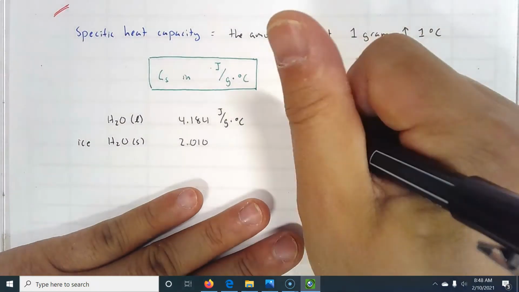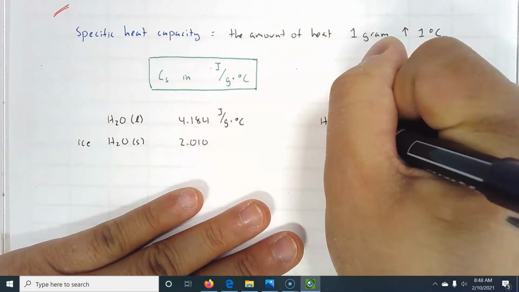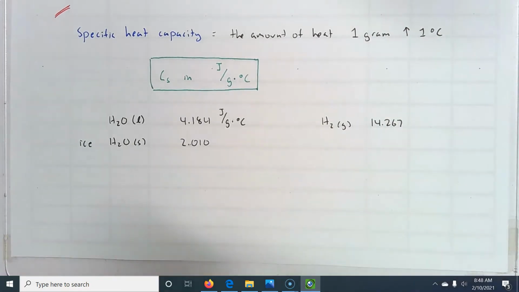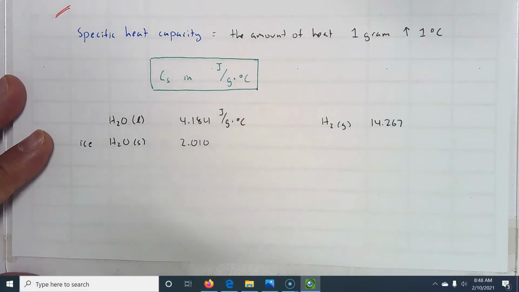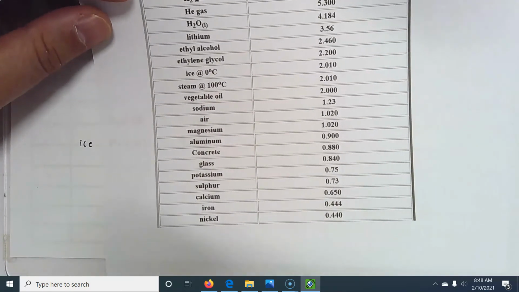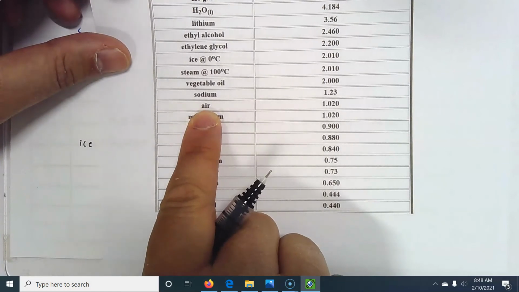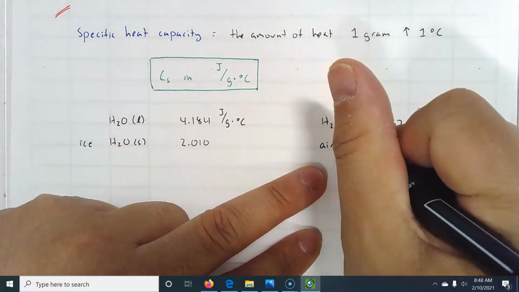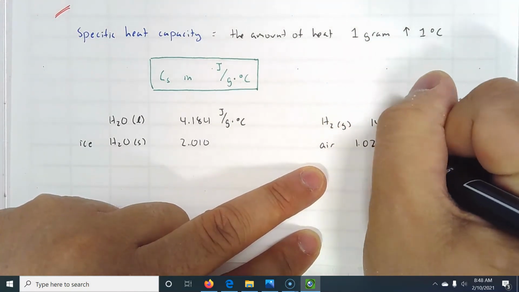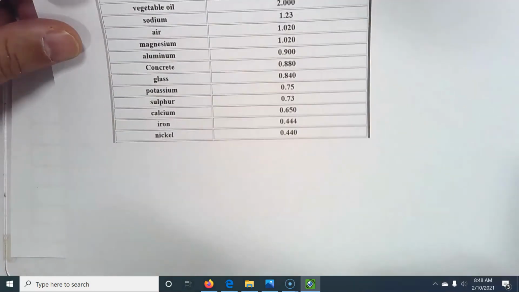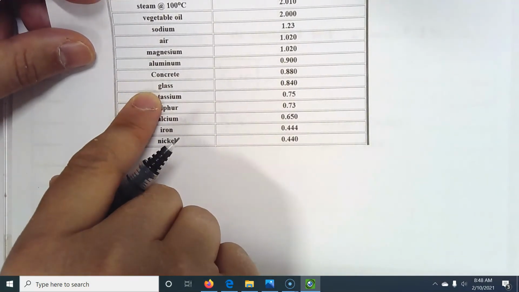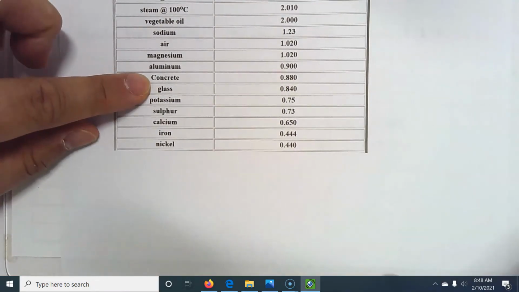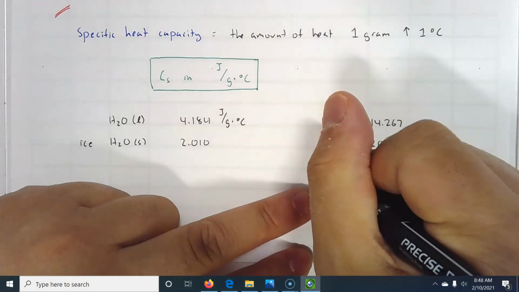Something that's very high, we saw that H2 gas, and that is 14.267. All right, so what are some other interesting substances? Like, did you know that, I don't know, air has a specific heat capacity? Air is 1.020. What about some building materials? We have aluminum, concrete, and glass. And they're actually pretty similar. Concrete and glass, let's do those two.